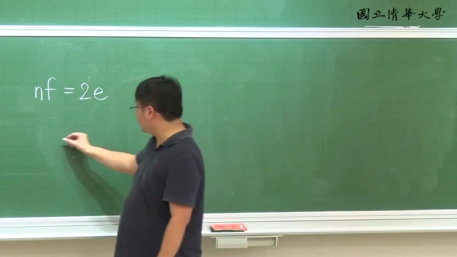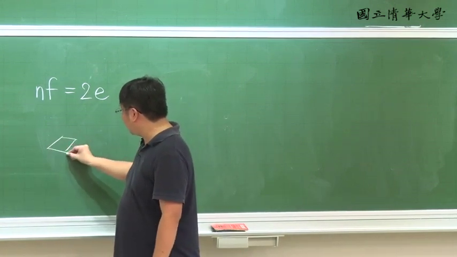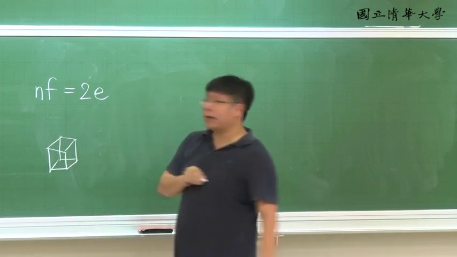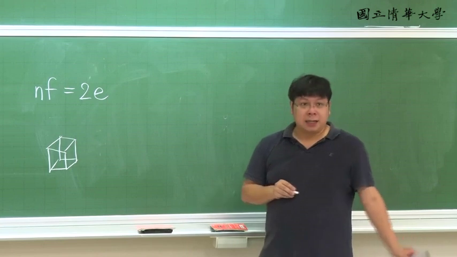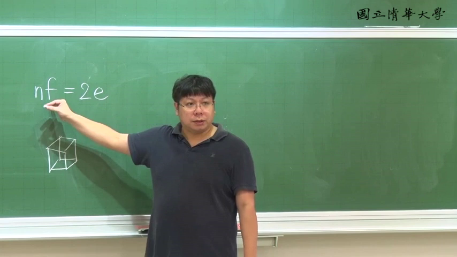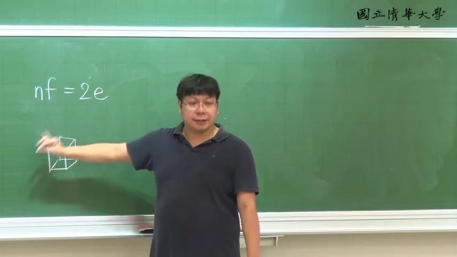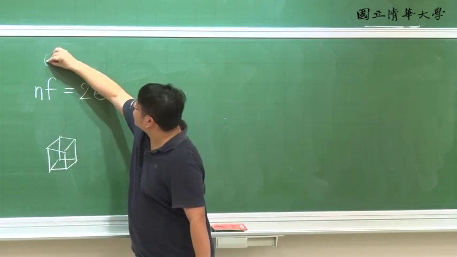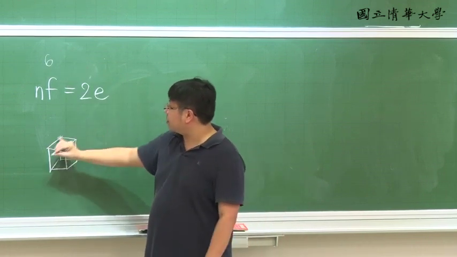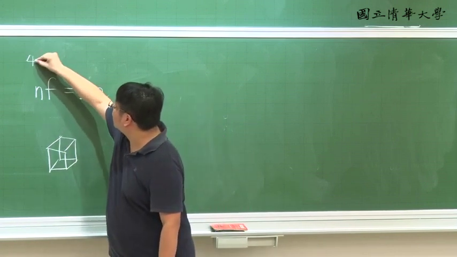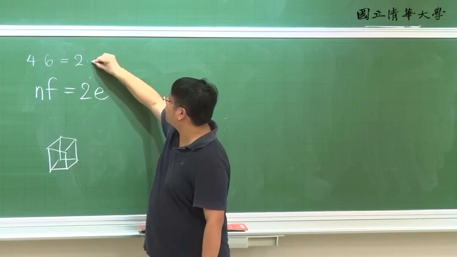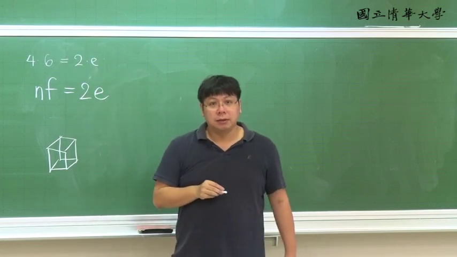Okay, so what I'm saying, let's take a look at this. This is the cube. Okay, this is the cube. So N times F means what? I have 6 faces for this cube, and for each face there are 4 sides. I'm saying that 4 times 6 will be equal to 2 times the number of edges in this polygon.